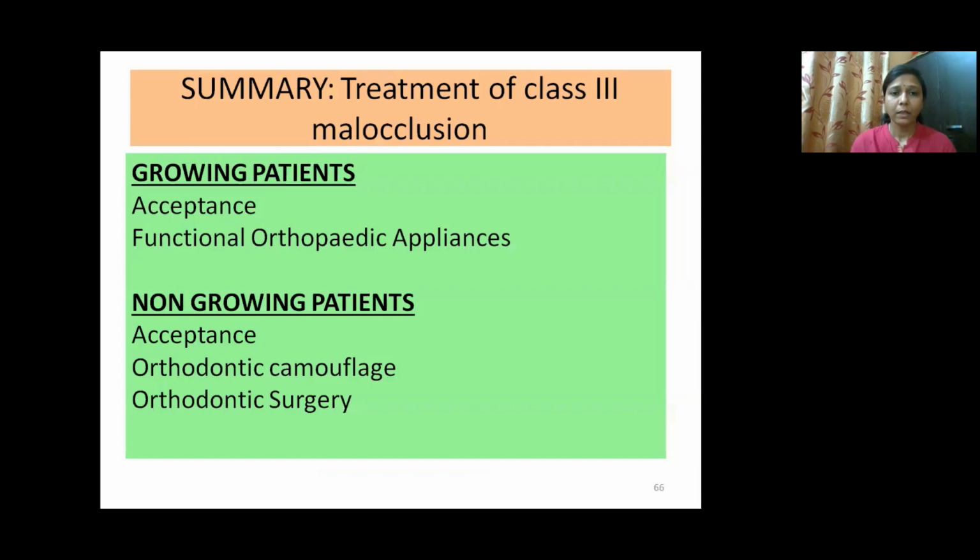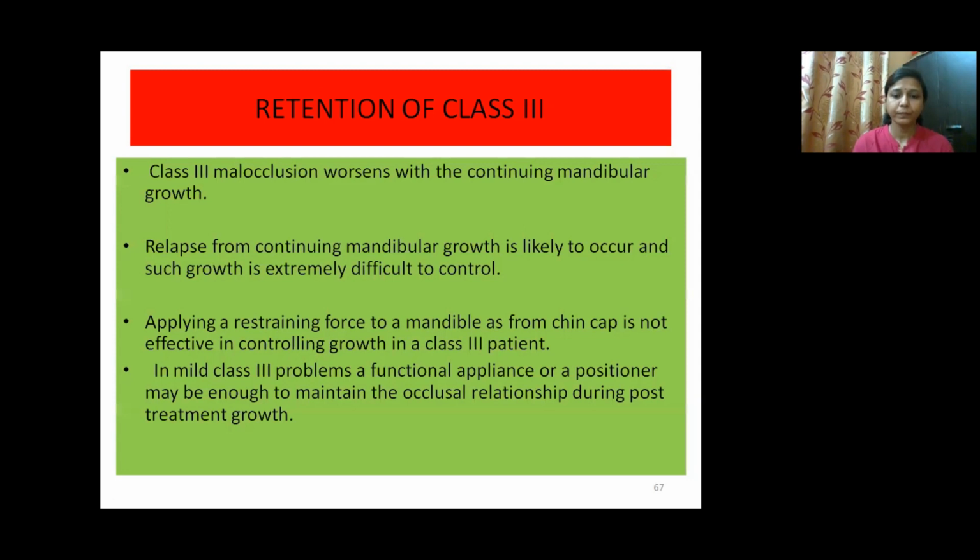Summary: in the growing patient, we can either accept the malocclusion, or go for the functional or orthopedic appliances to correct the class 3. In a non-growing patient, we can accept the malocclusion if the patient doesn't want treatment, and orthodontic camouflage can be done, or finally, if nothing else can be done, orthodontic surgery is the option.